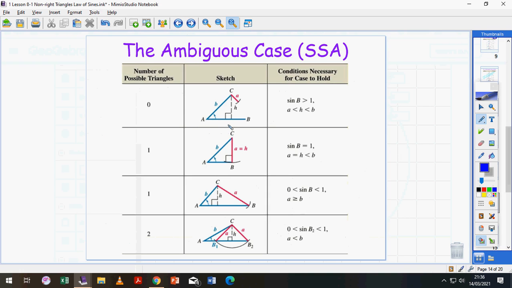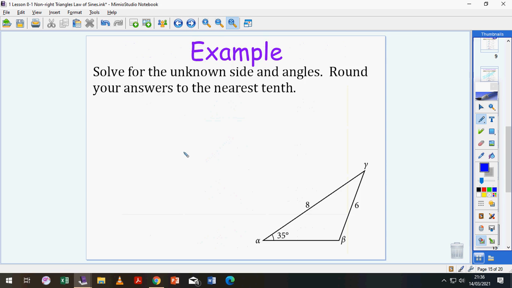So let's look at an example. Unknown sides and angles: we have two sides, exactly right here, we have 8, we have 6, and then we have the angle 35. So how many triangles do you think are possible in this? First, check for the height of the triangle. The height of the triangle, I need to drop a perpendicular here, right?